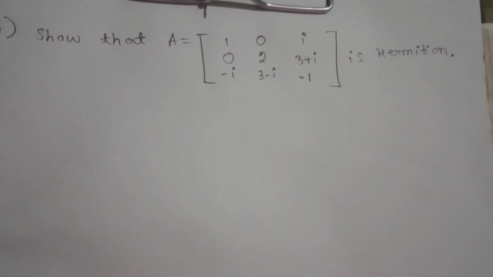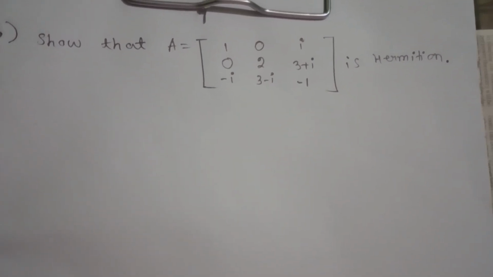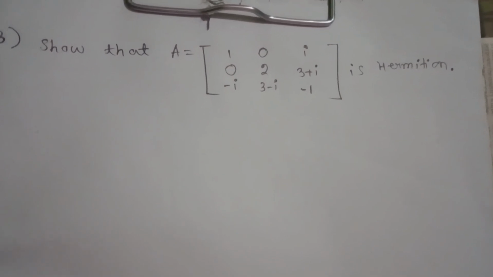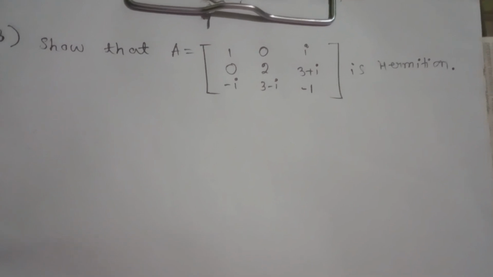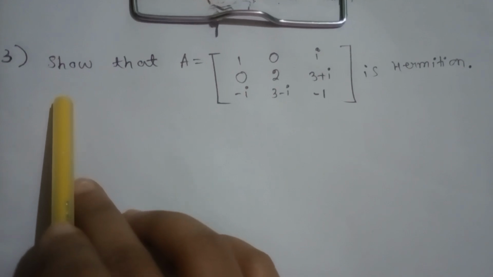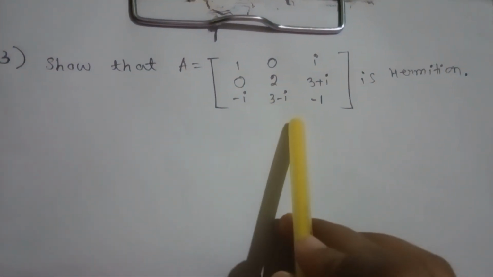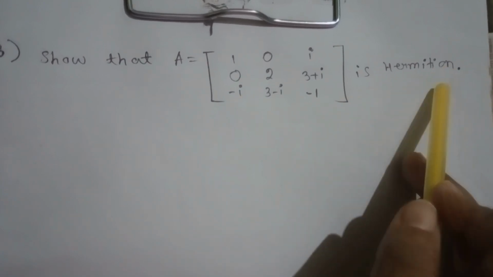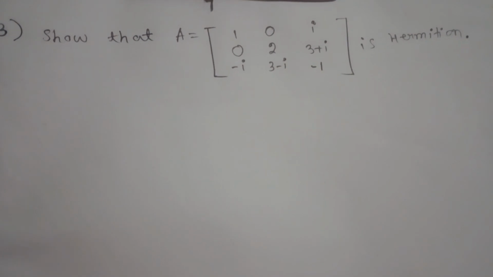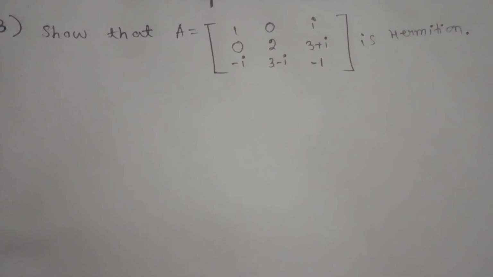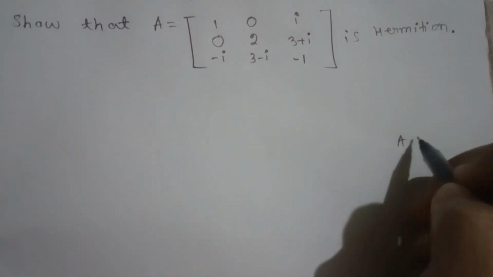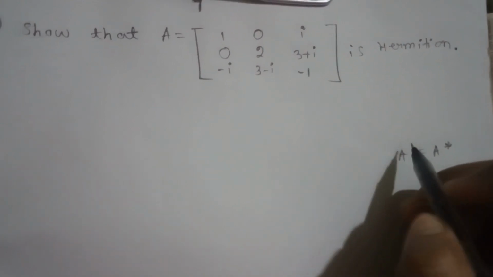Today I will discuss with you another question from the 2022-23 question paper, MAKAUT AIML Linear Algebra. Question number 3. Show that A is equal to [1, 0, i; 0, 2, 3+i; -i, 3-i, -1] is Hermitian. What is a Hermitian matrix? A Hermitian matrix is a square matrix that is equal to the conjugate transpose of itself. That means A is equal to A conjugate transpose.